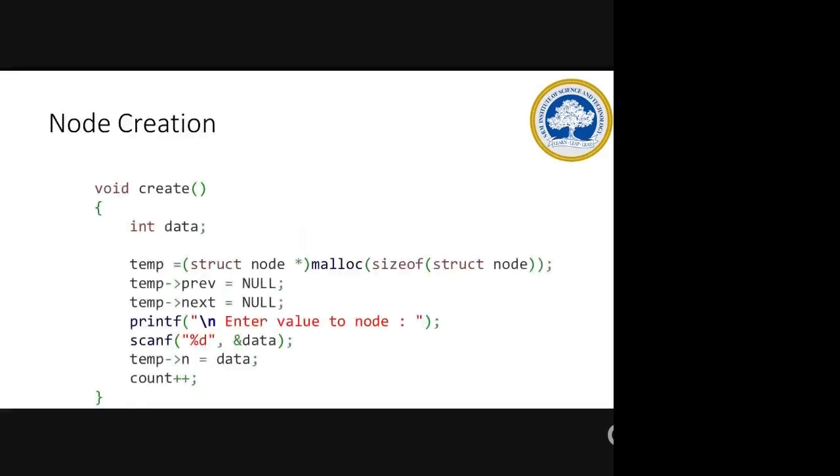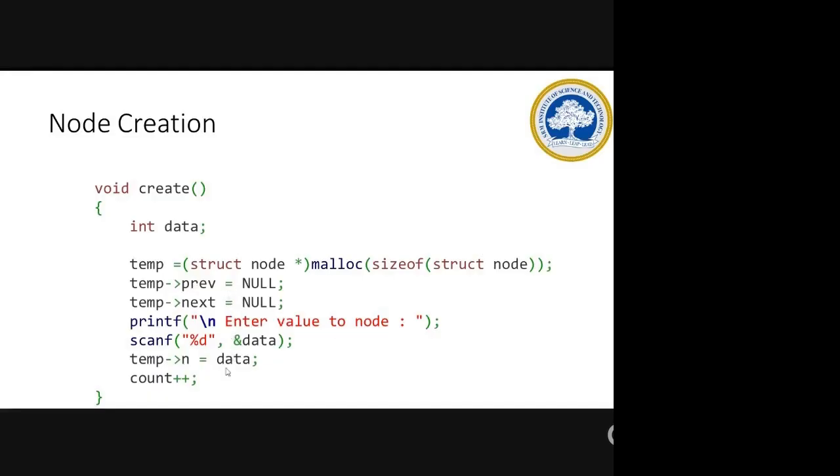Insertion in the end, only two links. Normally the end will be null and the previous link you have to add. So very few concepts only, apart from your singly linked list, there will be changes over here. So node creation, as I told you, same thing. You are going to create the node using malloc, and here you have to give previous as null and next also as null.